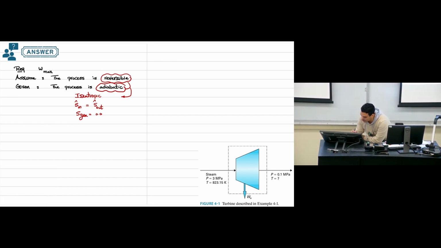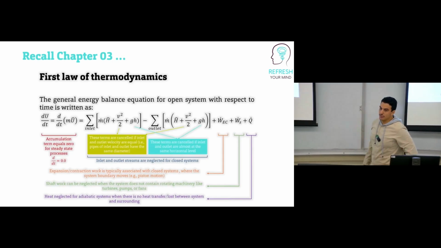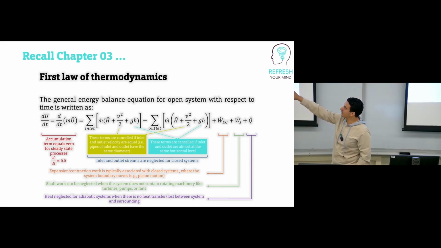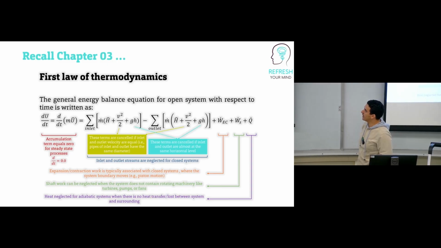The work is obtained from the first law of thermodynamics. So let's recall the first law of thermodynamics. Let's do it step by step. Let's recall chapter 3. This is the general form of the first law of thermodynamics for an open system, which is the case we have here. So we have the accumulation equal to enthalpy, velocity, gh for the inlets minus enthalpy, kinetic and potential energy for the outlet, work of expansion, contraction, shaft work, plus Q.